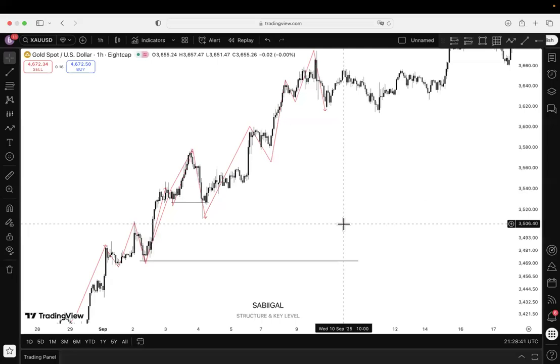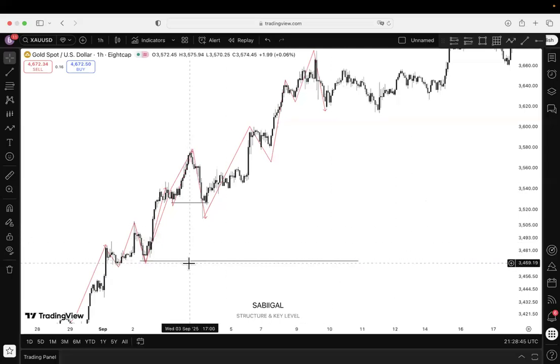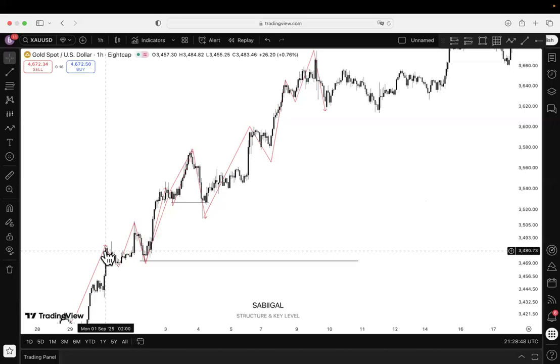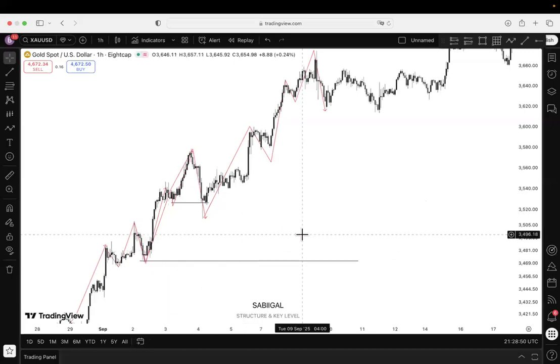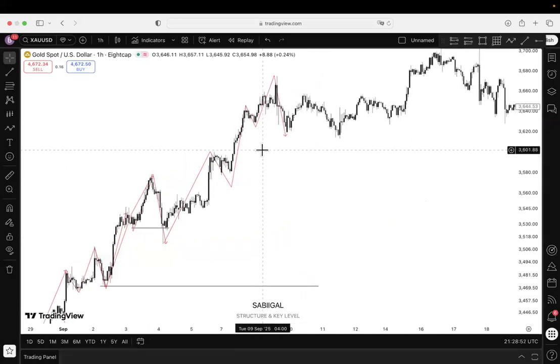Don't be deceived by one break of structure. It's always two in the advance. Now let's continue. And you can see that even here, okay, we had another one. Even here as well, the first guy got taken out too.